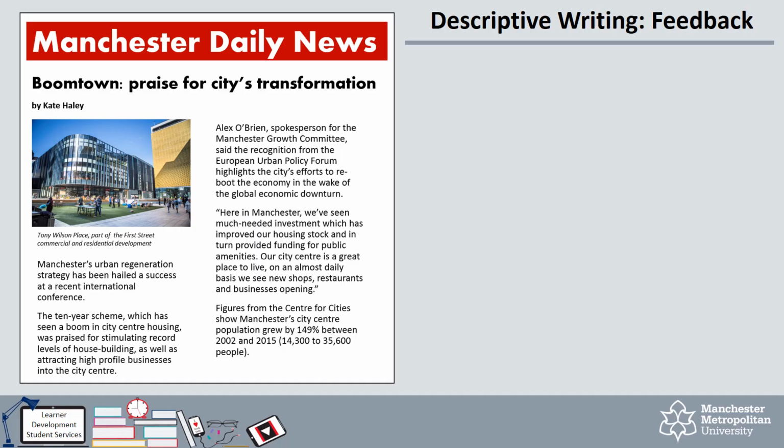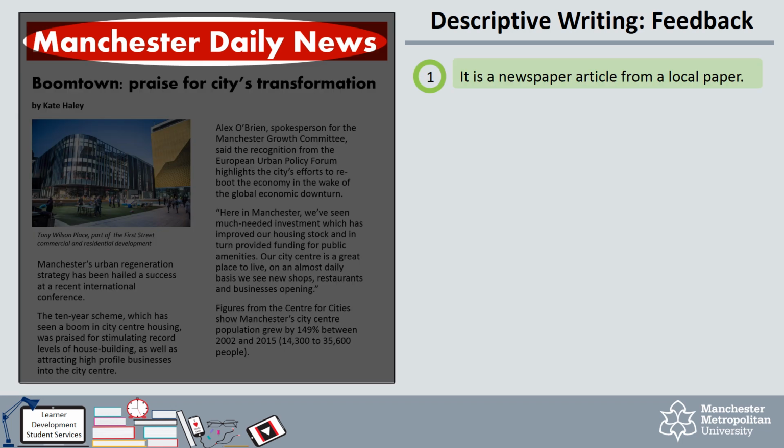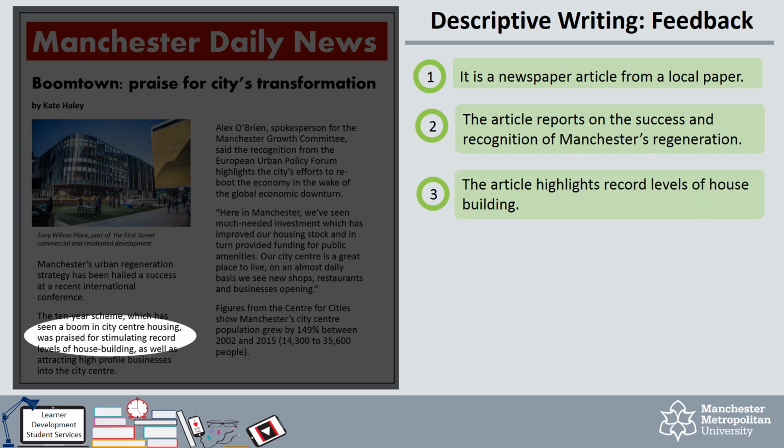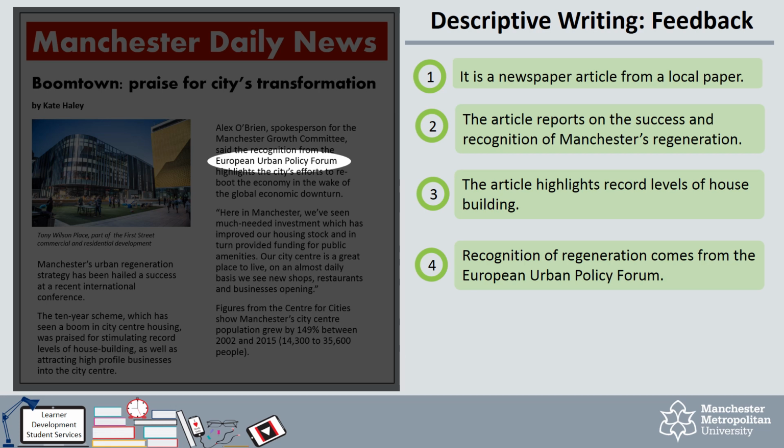So how did you find this? Remember, we're initially focusing on descriptive points only. Here are some examples. So firstly, it is a newspaper article from a local paper. Secondly, the article reports on the success and recognition of Manchester's regeneration. Thirdly, the article highlights record levels of house building. The recognition of regeneration comes from the European Urban Policy Forum.